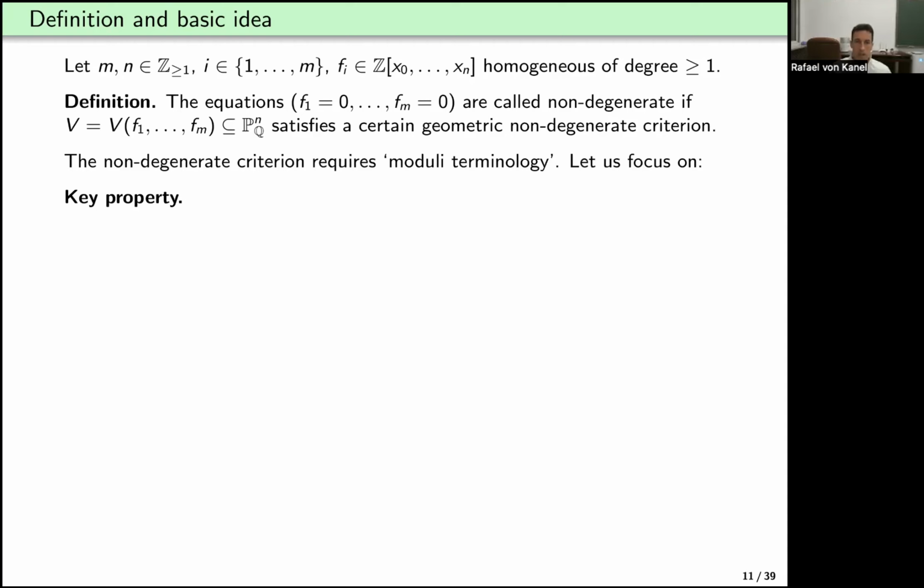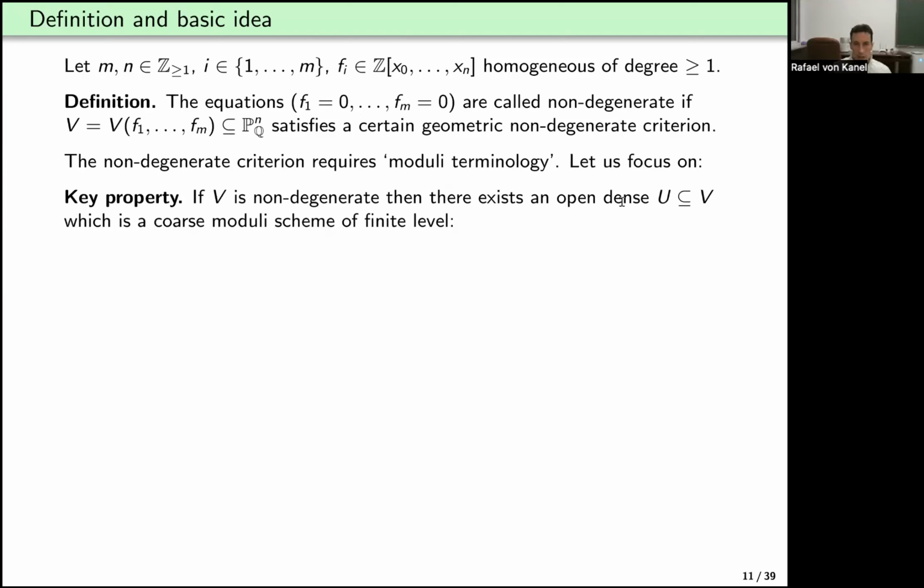And here, the non-degeneracy criterion requires some moduli terminology, which I will not introduce in this talk. I will just try to focus on the key property and also try to explain the idea why this definition is useful and what one can do using this definition. So let me now explain the key property of this non-degeneracy criterion. If V is non-degenerate, so it satisfies this criterion, then there exists some open dense subset U of V, which is a so-called coarse moduli scheme of finite level.